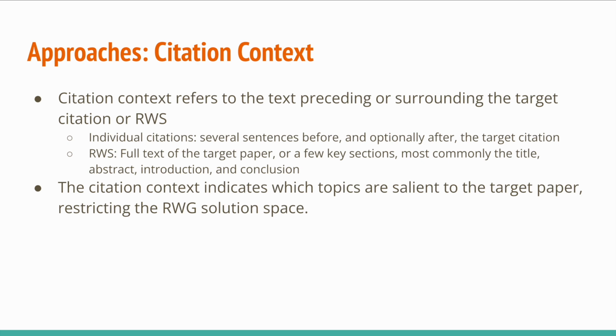Citation context refers to the text preceding or surrounding the target citation or related work sections. For individual citations, they are several sentences before and optionally after the target citation. For related work sections, they are the full text of the target paper or a few key sections, most commonly the title, abstract, introduction, and conclusion sections. The citation context indicates which topics are salient to the target paper, restricting the related work generation solution space.